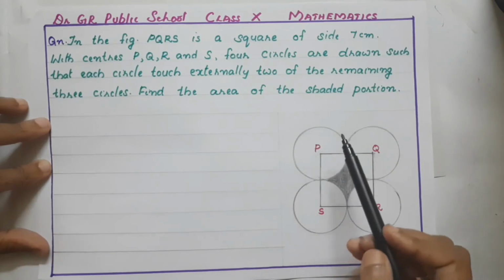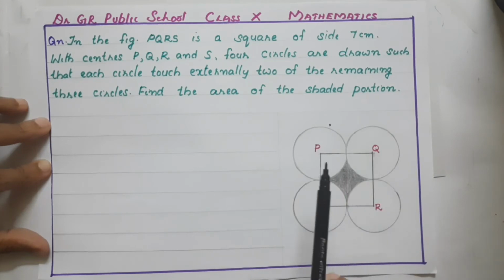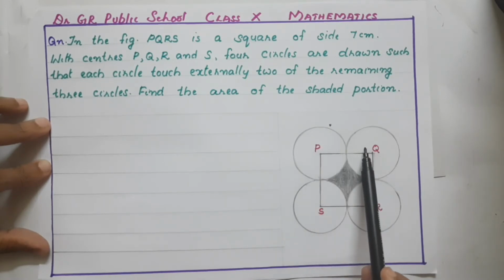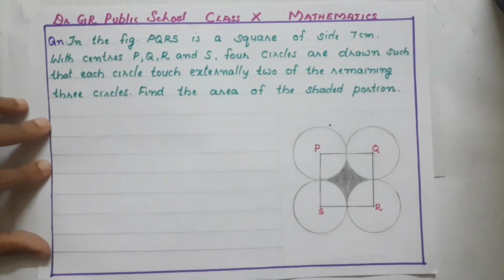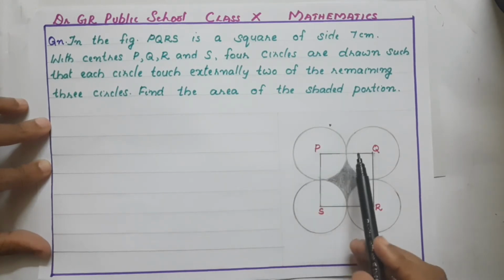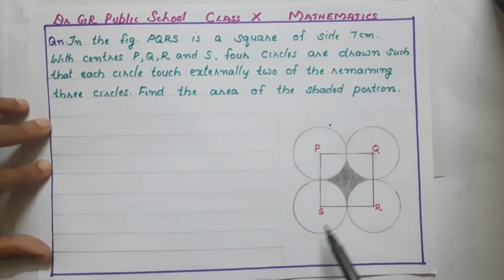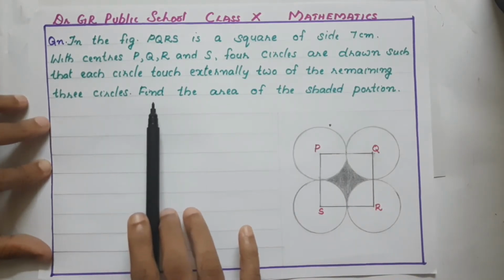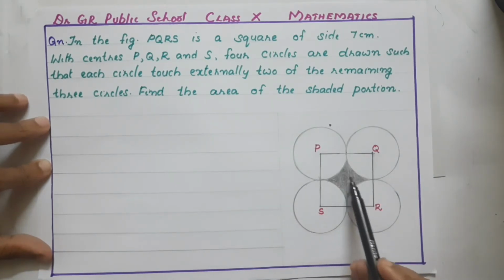That means when we consider one circle, we have 3 remaining circles, but this circle is touching 2 of these 3 circles. Okay, this circle is touching these 2 circles, and touching externally means it is touching just at one point. That means they are not overlapping. Then what is the question? Find the area of the shaded portion. Okay, so here is the shaded portion.